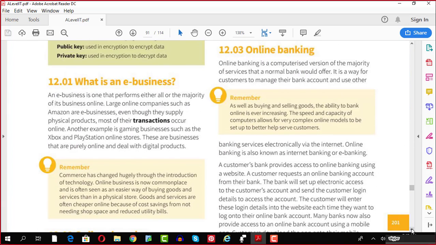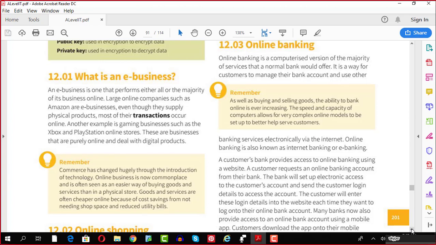Okay, what is e-business? So e-business basically means electronic business.